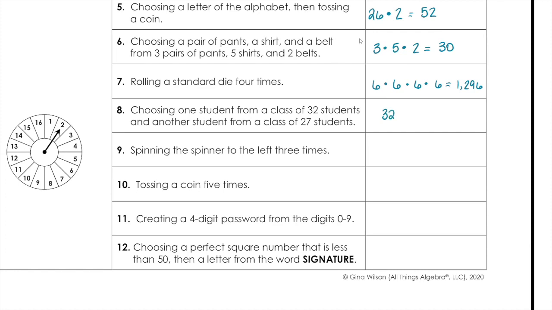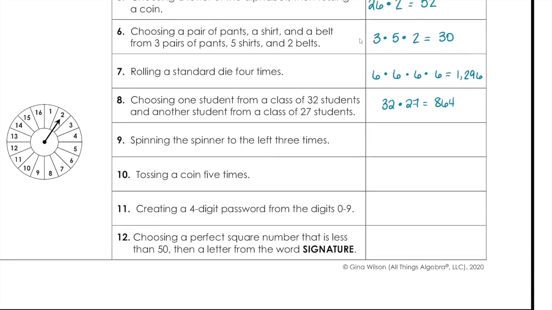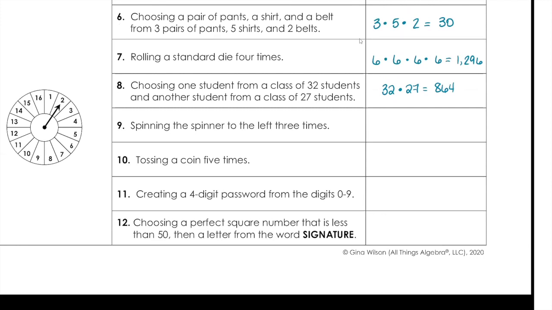Choosing a student from a class of 32 and then another from a class of 27. So 32 times 27. Multiply those together. I could choose students 864 different ways.